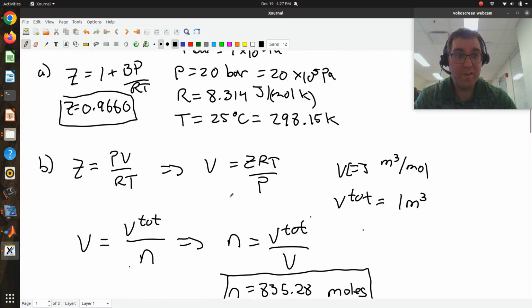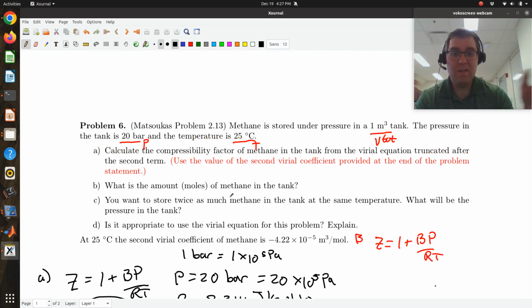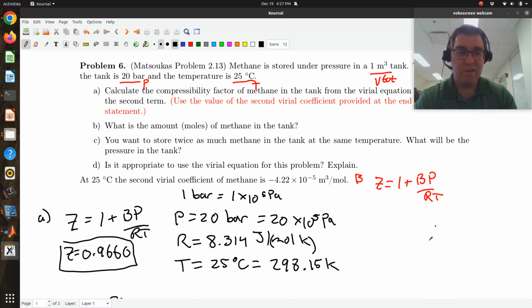So a quick sanity check. So that's C, that's how we would compute the pressure if we were to double the number of moles. Then is it appropriate? So again, when I think about virial equation of state, okay, so this is a first order correction from my ideal gas equation of state. For an ideal gas, Z is equal to 1. So I have a first order correction from ideal gas behavior. So if I look at A and I have a Z of 0.9660, I am pretty close to ideal gas behavior, right? My Z is pretty close to 1. So since I'm pretty close to ideal gas behavior, I expect the virial equation to be reasonable.